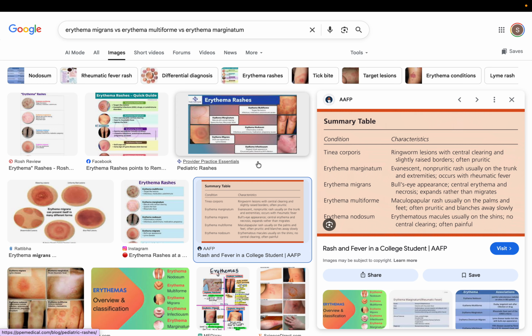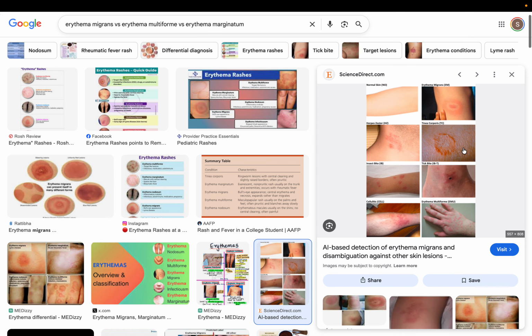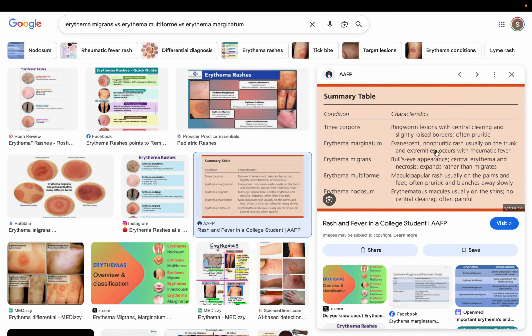Okay. By the way, tinea also causes this ring-like lesion, but it would be itchy and it would have slightly raised borders. Okay, so that's the difference.